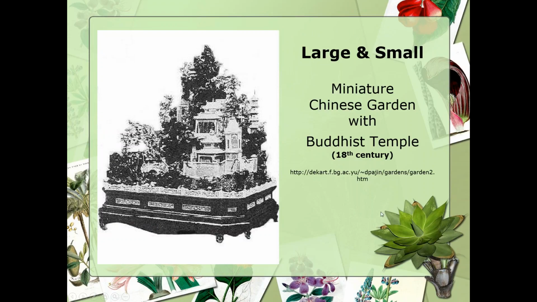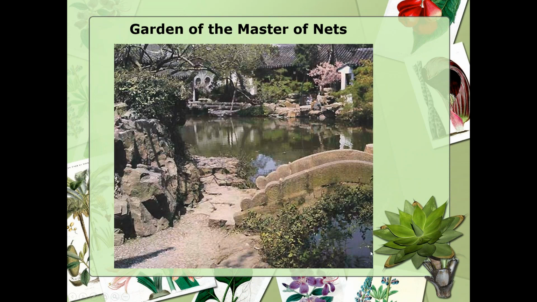Large and small, they had miniature gardens. On Buddhist temples, they would make these relics and miniature gardens that they'd have in their interior spaces. Anywhere where they can implement some type of reference to the exterior and nature, they would.